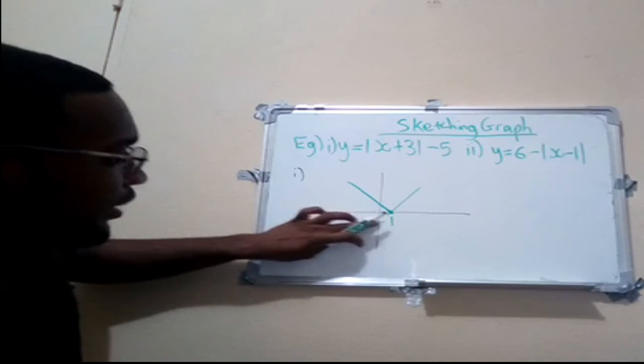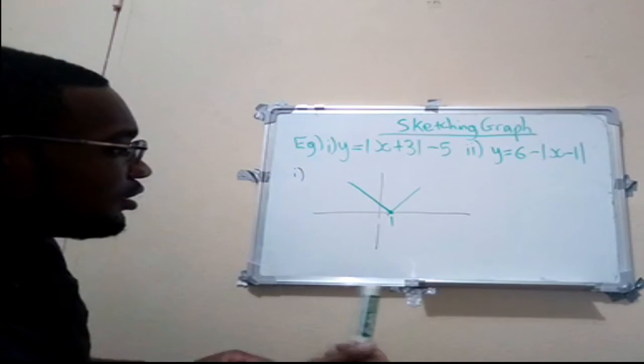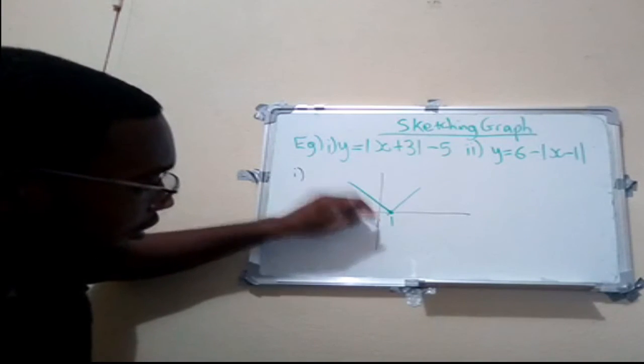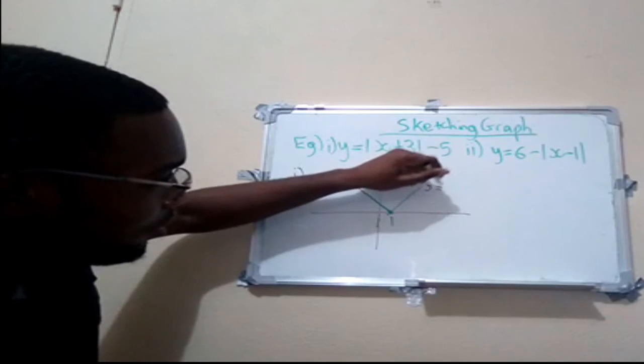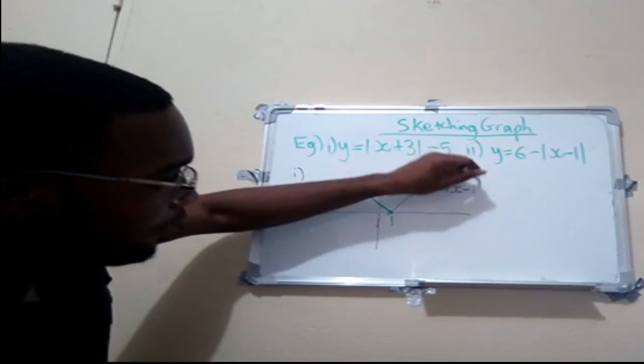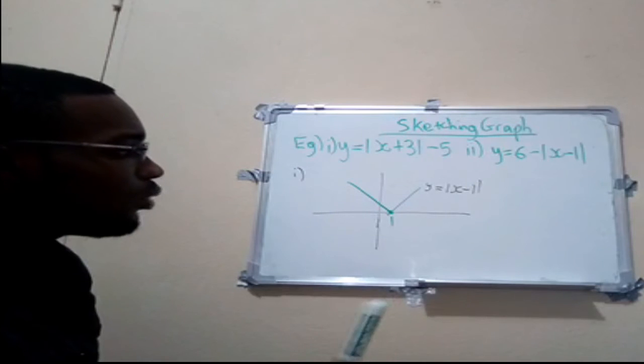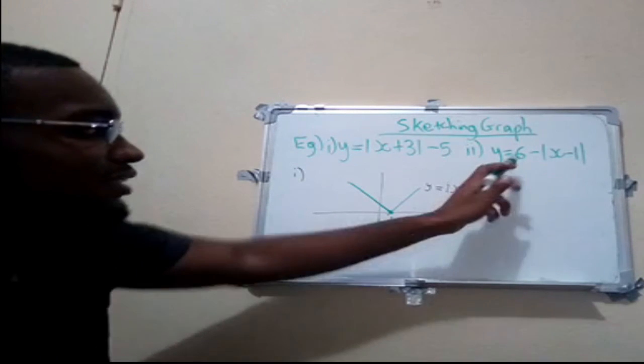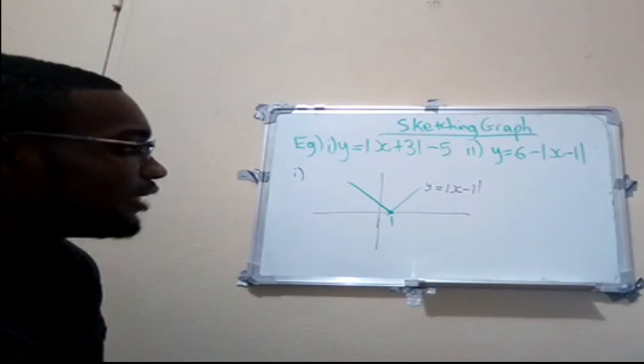So reflect it above the x-axis. Now this part is now y equal to the modulus of x minus 1. Now look at what the question wants. It wants 6 minus the modulus of x minus 1.